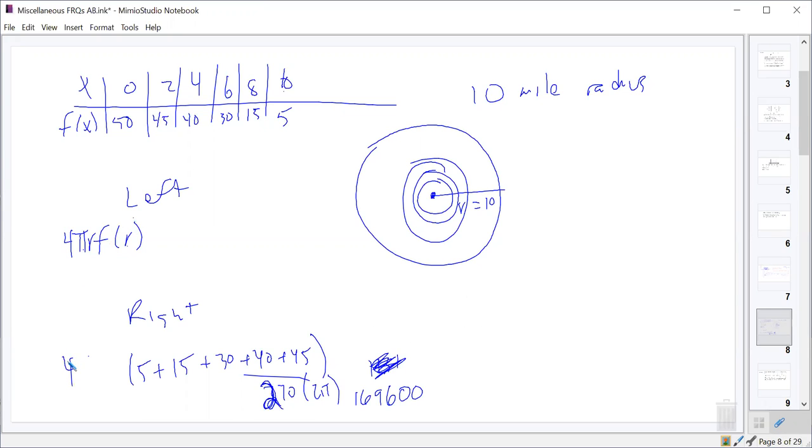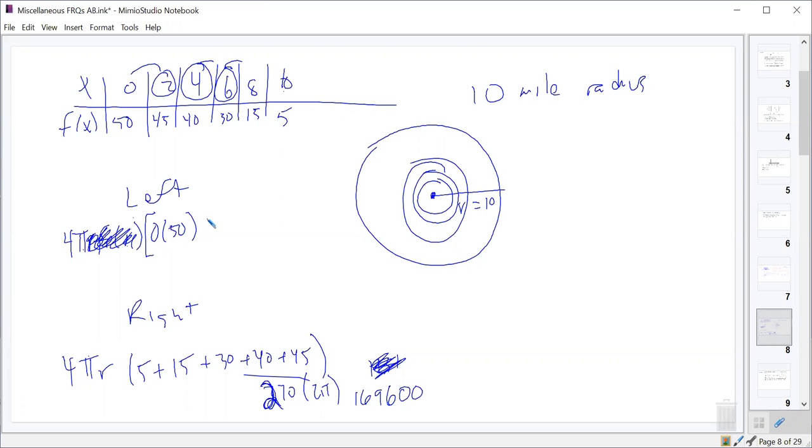I erased our R's, thinking or saying that this was like that because the radiuses were included in this, right? But they're not. So this R, each individual piece of this, so like here our radius is 0 at 50. Our radius at 45 is 2. Our radius at 40 is 4. Our radius at 30 is 6. So this should be 0 for a radius here times our 50. So we get rid of our density here. Now this is 4π in our radius.